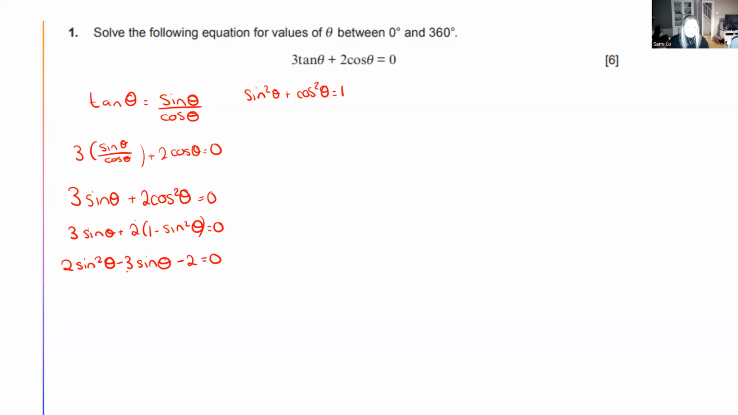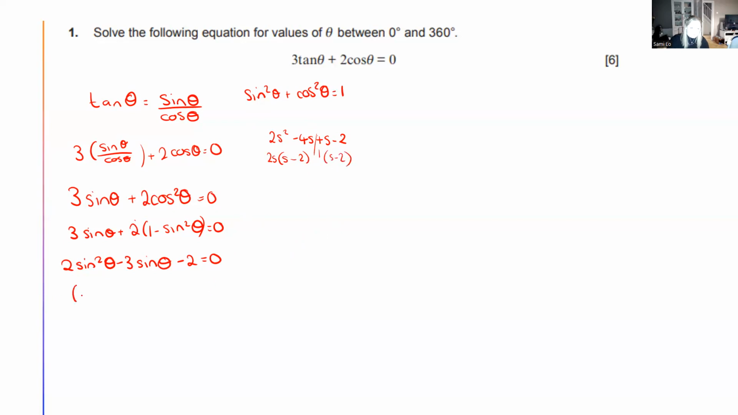At this point we can factorize. We've got the factors of 2 and 2, so 2 times 2 is 4, so we're going to have 4 and 1. We can use the simple factorize rule if you wanted to. So I've got 2s squared, minus 4s plus an s minus 2. I'm just factorizing that, which gives me 2s times s minus 2, and 1 times s minus 2.